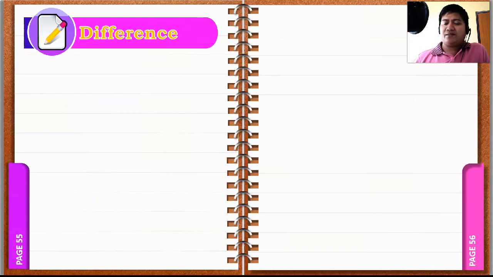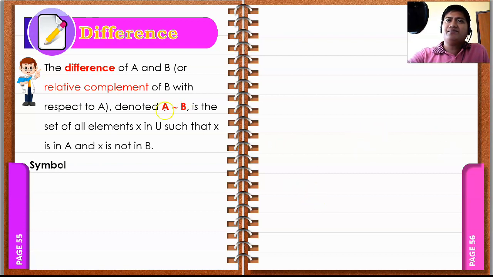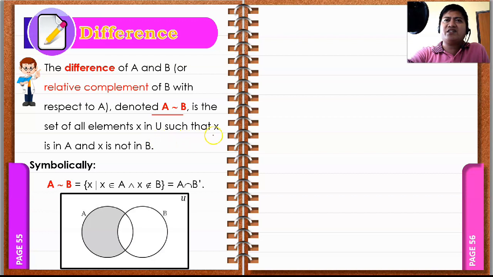For the difference, the difference of A and B, or the relative complement of B with respect to A, denoted by this symbol, is the set of all elements X in the universal set such that X is in A and X is not in B. So this is the symbol. X is an element of A and X is not an element of B. So the only shaded part is this part of A. So B is removed. The difference of A and B is also equivalent to A intersection B complement. Later on, we will check this in our example if we get the same answer for the difference of A and B.